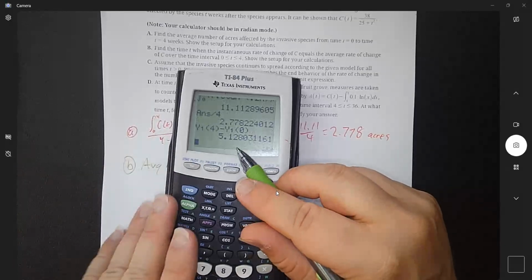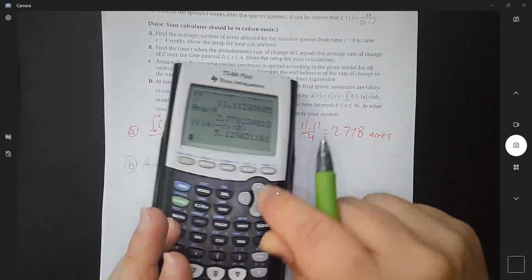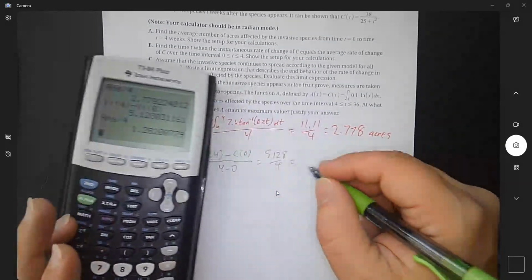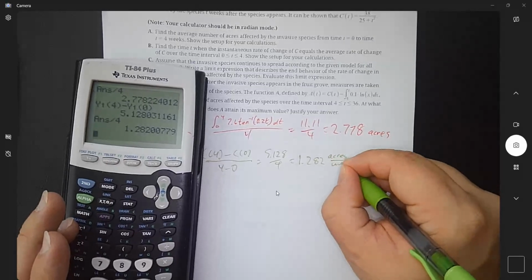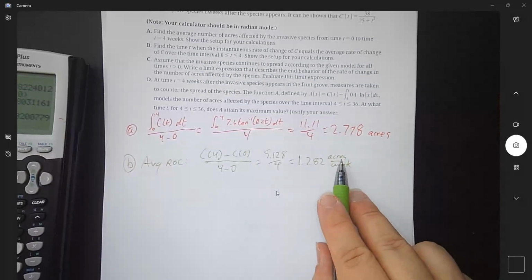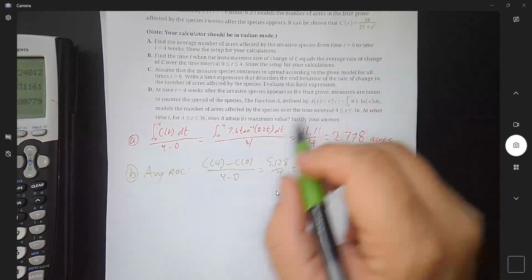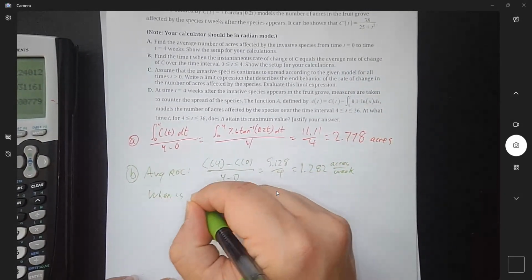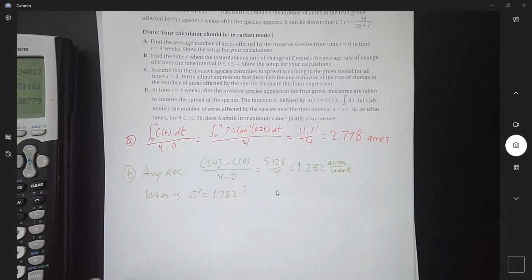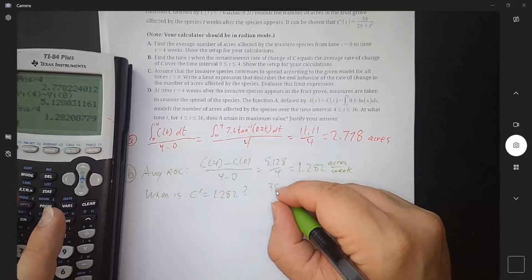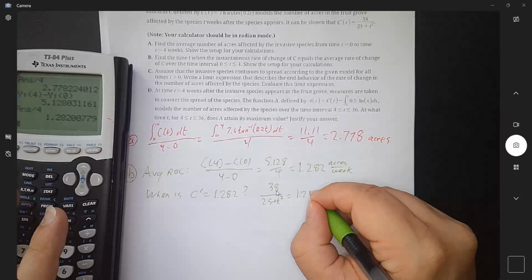Okay, so this is 5.128 over 4. So let's divide that by 4. So that's 1.282 acres per week. So that is the average rate of change. Now, the instantaneous rate of change is the derivative. So when is C prime equal to 1.282? That's what we want to know. So we're going to say 38 over 25 plus t squared is equal to 1.282.